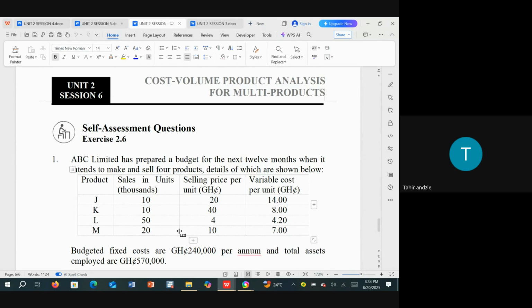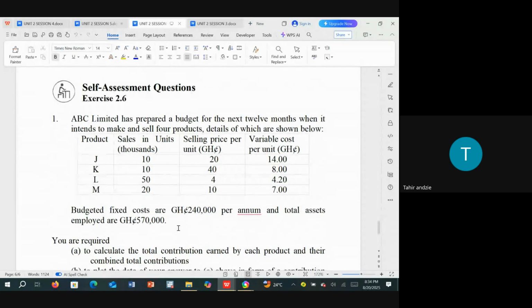Now let's look at a self-assessment question. Let's discuss it so that you'll be able to know how to go about this. ABC Limited has prepared a budget for the next 12 months, when it intends to make and sell 4 products, details of which are shown below. So you have products J, K, L, M. Units sold: 10,000, 10,000, 50,000, 20,000. Selling prices and variable cost per unit have been given.